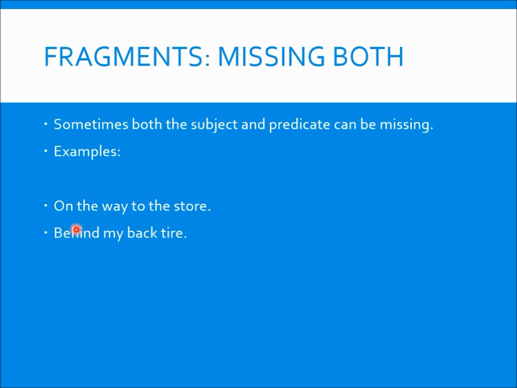Behind my back tire. Well, on the preposition tree, we'll see the word behind. That's a location in relationship to something else. Now, behind my back tire, what was behind your back tire? You don't know. So again, you have fragments here. Be very careful with your fragments.